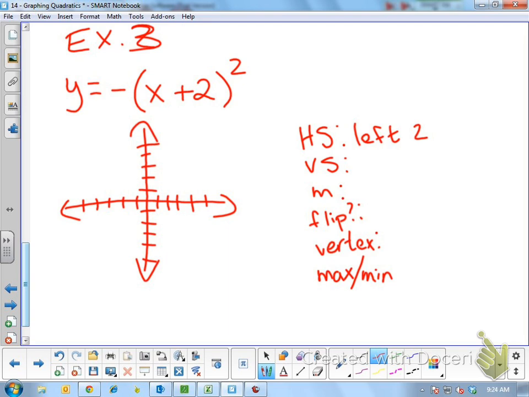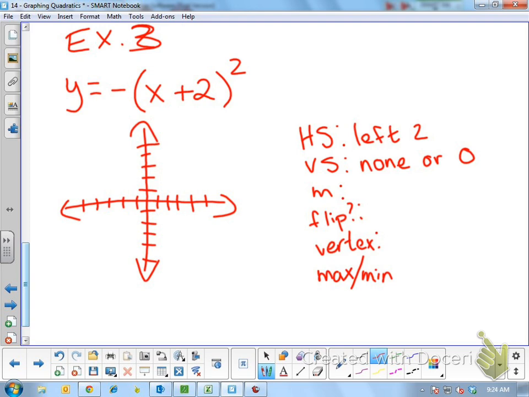What about the vertical shift? Vertical shift is normally the number outside the parentheses. Okay? Stays the same. In other words, no vertical shift. None, or you could write 0. Our vertical shift doesn't happen. There is none because there's no number written there. Slope.